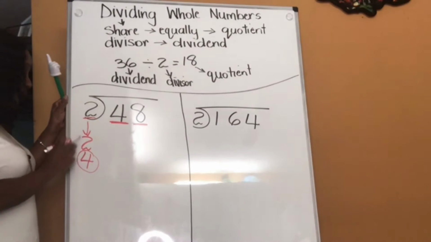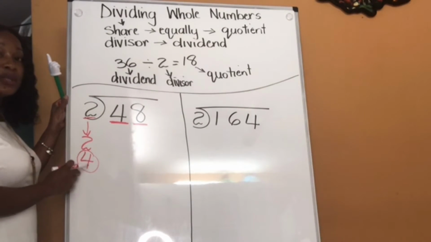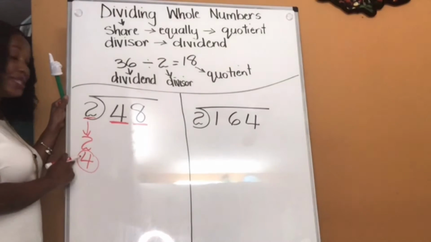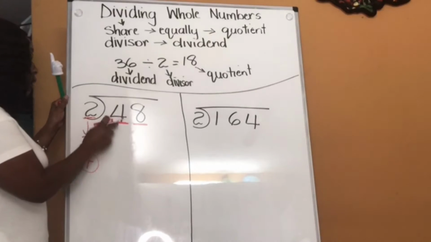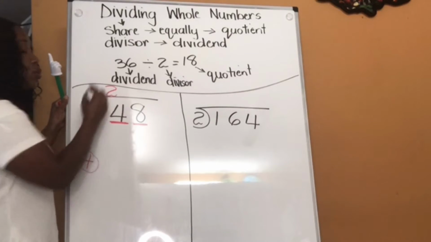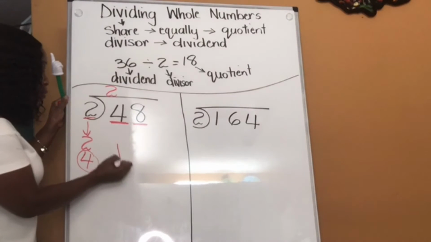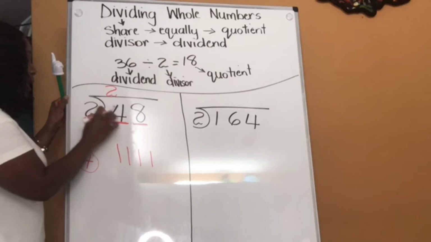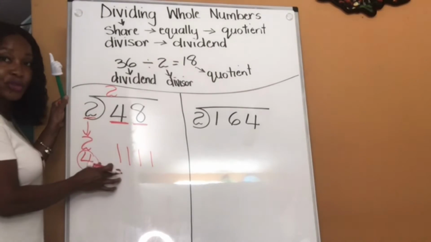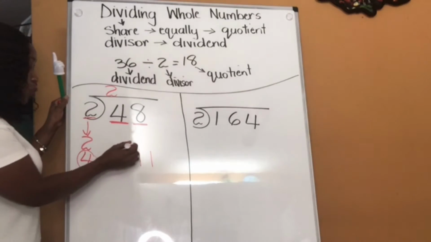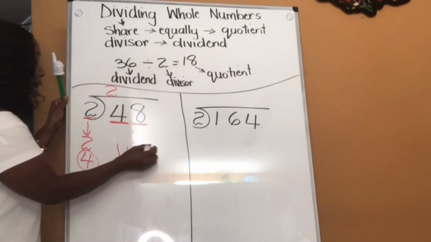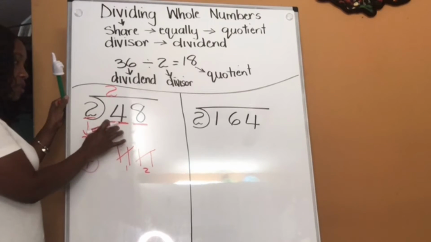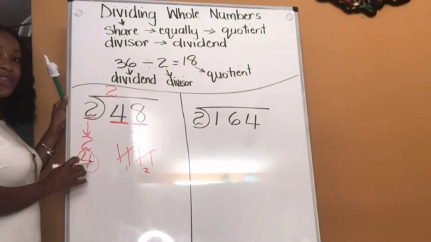Now we need to count how many times we skip counted until we got to 4. So 1, 2. We skip counted 2 times. So how many sets of 2 can you get from 4? It is 2. Some people also like to do this: 1, 2, 3, 4. So you're saying, how many sets of 2 can I get from 4? You draw 4 strokes, and then you take out sets of 2. So that's one set of 2, and that's another set of 2. So you got 2 sets of 2 out of 4. That's your answer up there.